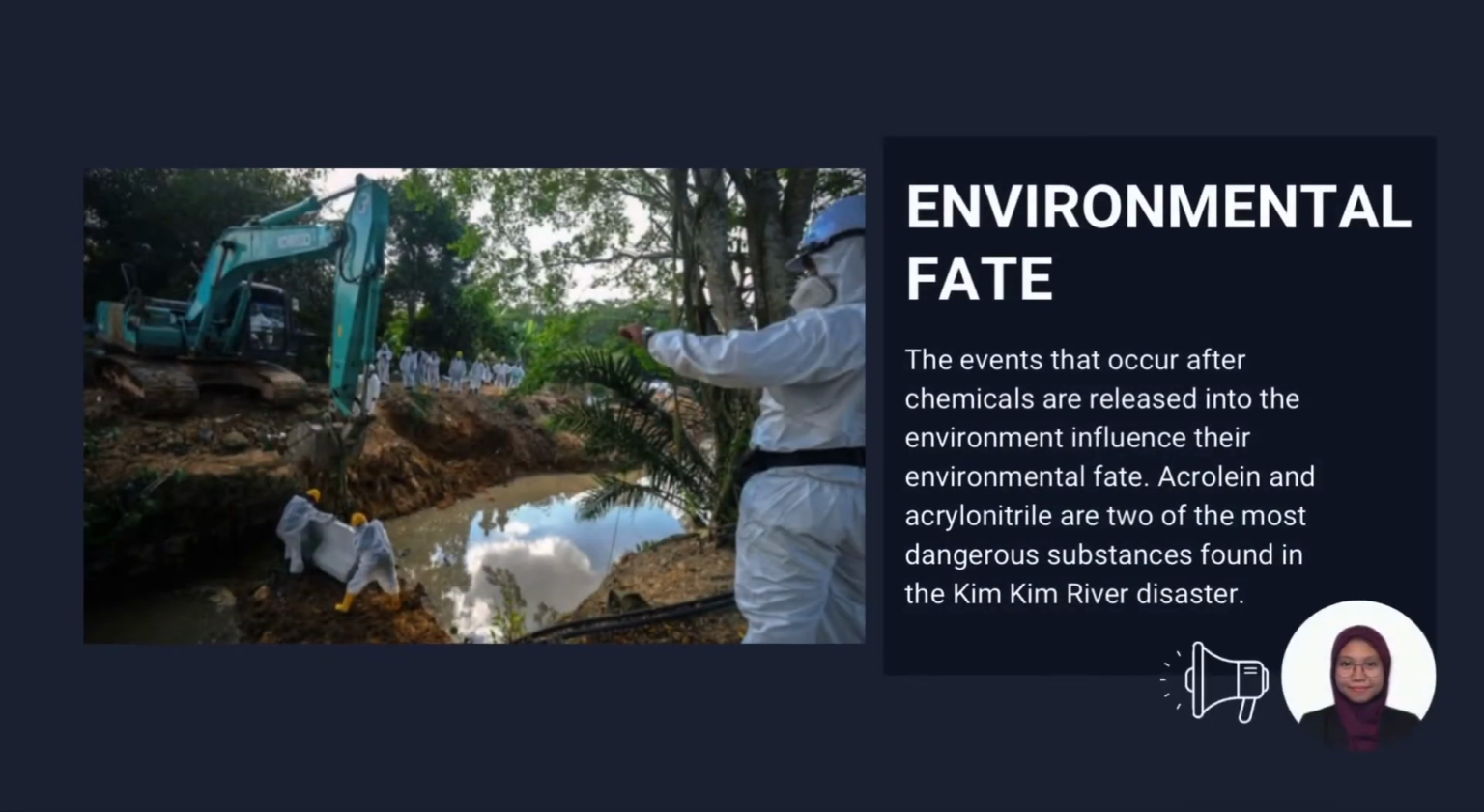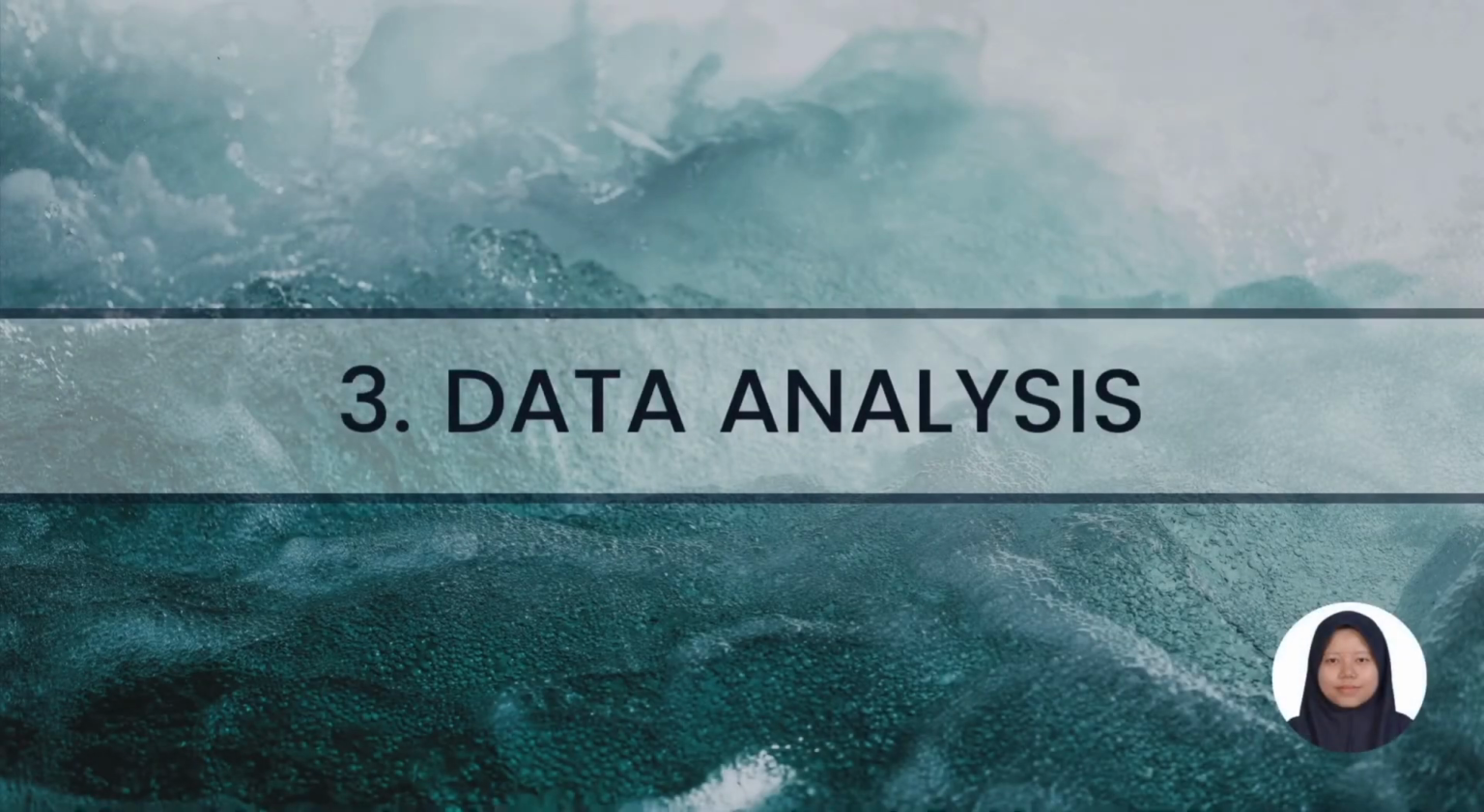The last one is environmental fate. The events that occur after chemicals are released into the environment influence their environmental fate. Acrolein and acrylonitrile are two of the most dangerous substances found in the Kim Kim River disaster. Because acrolein and acrylonitrile vapors are both heavier than air, inhaling them can cause respiratory distress, particularly in confined, poorly ventilated, or low-lying environments. I will present Chapter 3, Data Analysis.